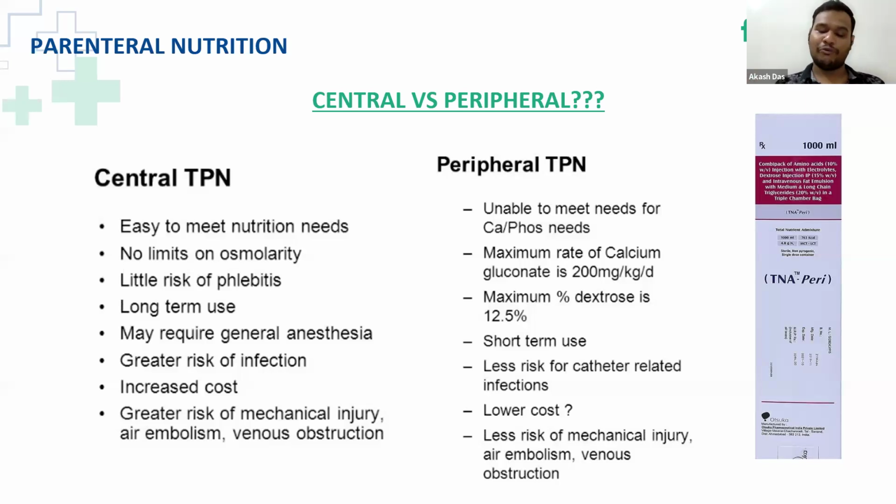Okay, so what does peripheral TPN offer you? Unable to meet the needs for calcium and phosphorus. Maximum rate of calcium gluconate that can be given is 200 mg per kg per day. Maximum dextrose is 12.5 percent. Peripheral TPNs are suitable only for short-term use, not for long-term use. Less risk of catheter-related infections because it is given through a peripheral vein, but it can always cause thrombophlebitis for the patient. Lower in cost, but the cost difference is not very huge between central as well as peripheral TPN. There is less risk of mechanical injury, air embolism, and venous obstructions.